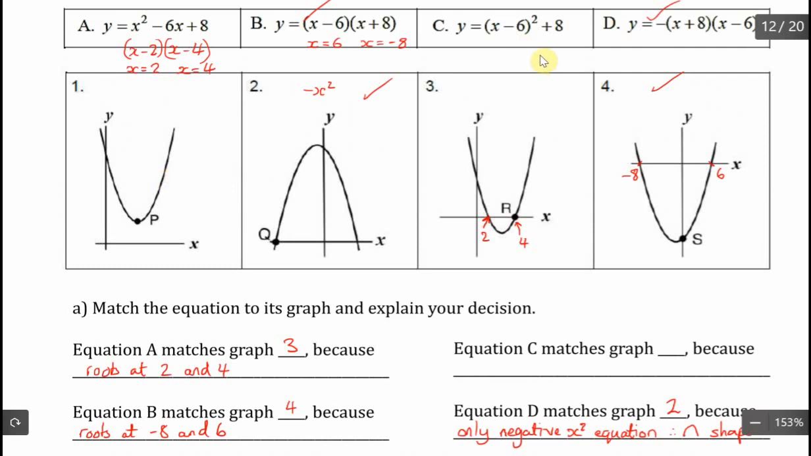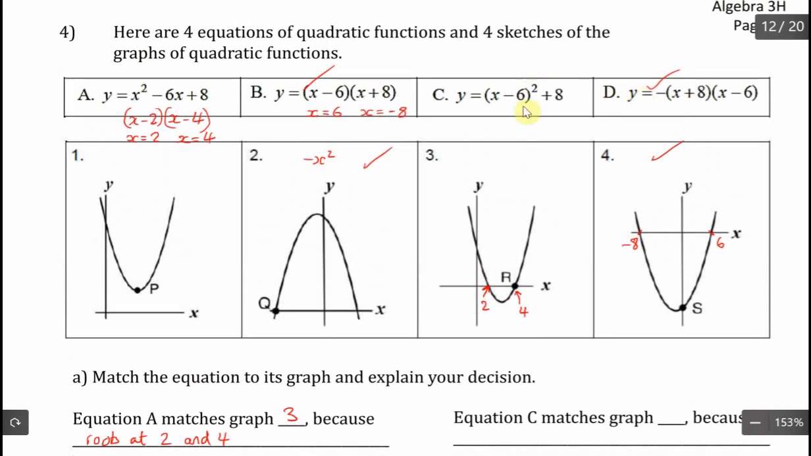The other thing we could have done to help us identify some of these graphs is maybe to think about the y-intercept. So this one has a y-intercept of 8, B was 4, so -6 times +8 will be -48. So that's the only one with a negative y-intercept.